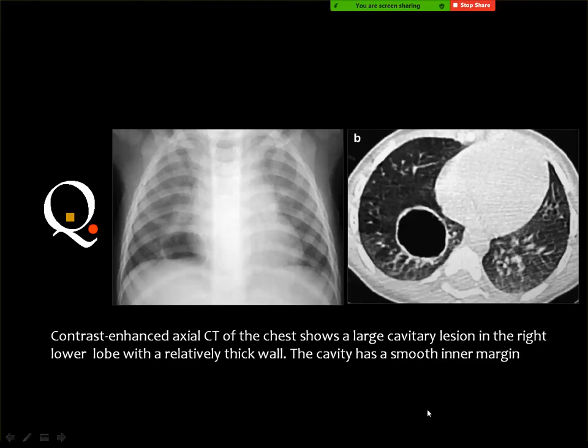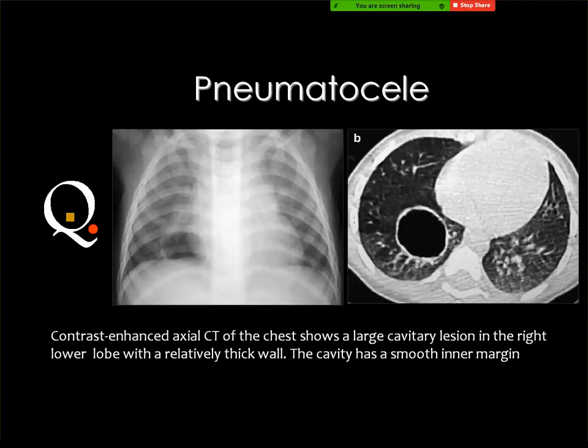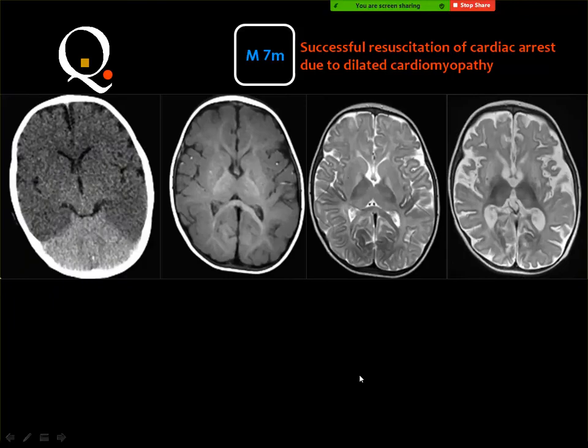Abscess, lung abscess? No. Pneumatocele. Yes, and this is pneumatocele. An air-filled, thin-walled cavity within the lung is a pneumatocele, which is one of the sequelae of pneumonia in the pediatric age group.